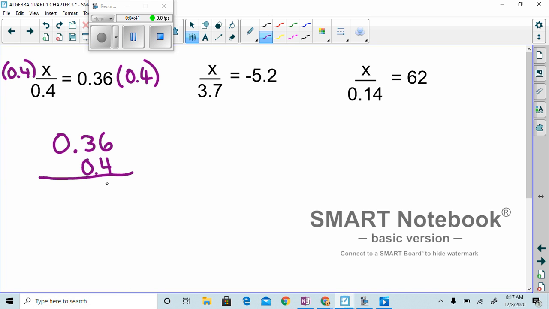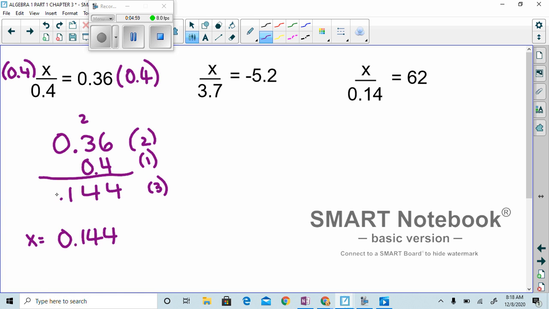6 times 4, 24. The 4 times 3 is 12, plus 2 is 14. I have 2 decimal places in the first factor, 1 in the second. I need 3, counting from the back, 1, 2, 3. And x is equal to 144 thousandths. Next problem again is division, so I am going to multiply.